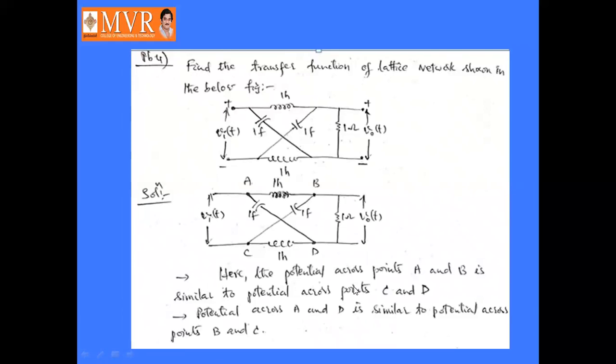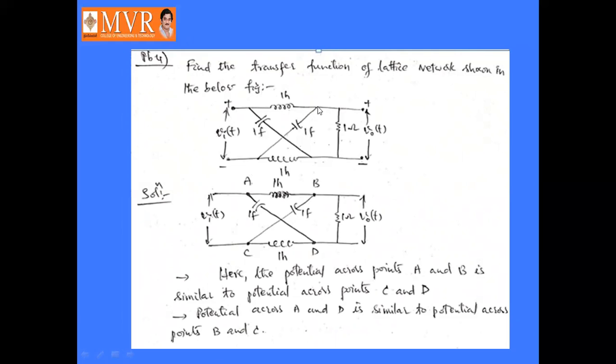Next we'll see the next problem. Find the transfer function of the lattice network shown in the below figure. A lattice network is a combination of inductors, capacitors, and resistors. These are connected in a systematic way like this. So this is called a lattice network, with the input signal Vi of t and the output signal V naught of t.